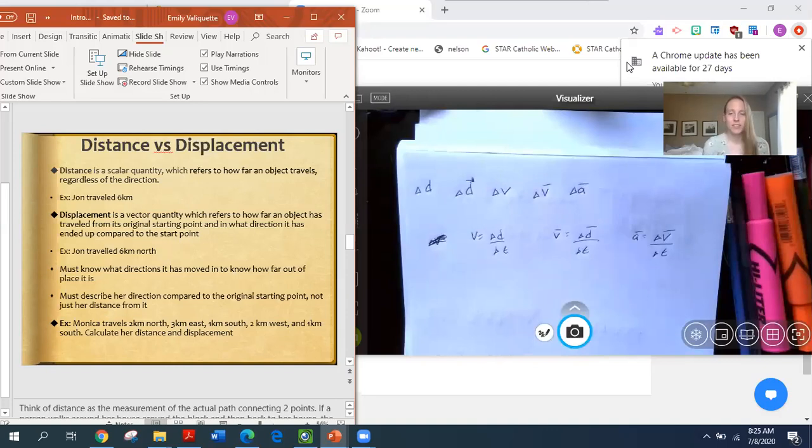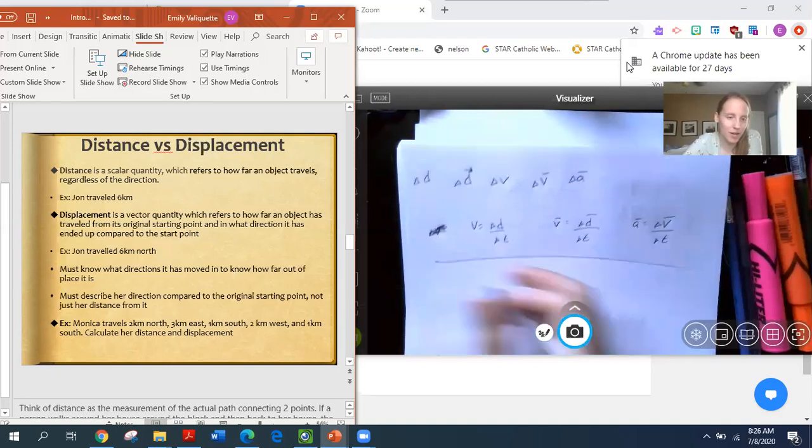Displacement is a vector quantity because it describes both direction and the amount traveled. And more importantly, it is not the overall amount traveled. It is how far the object ends up relative to its starting point. So you do have to pay really close attention to all of the different directions that an object has moved so that you can compare where it ends up to where it started. So let's work through an example of this.